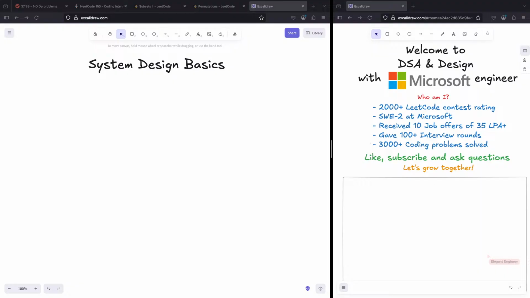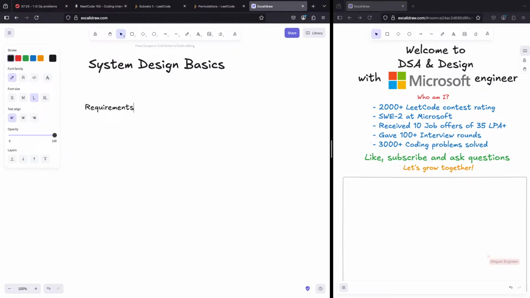So, let's see what all. It always starts with requirements, like any system, right? They might have given us a design. So requirements, right? Let's say the problem given to us is, let's pick an interesting problem.